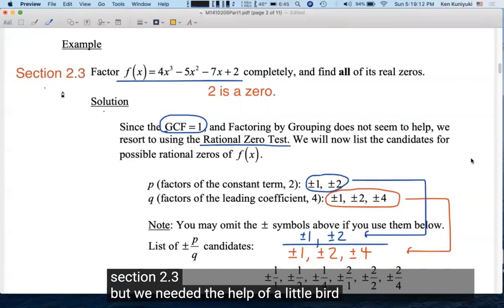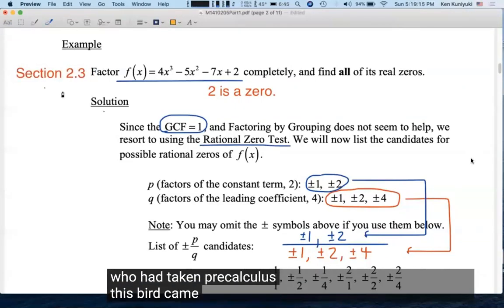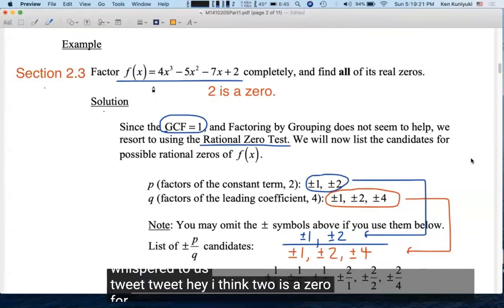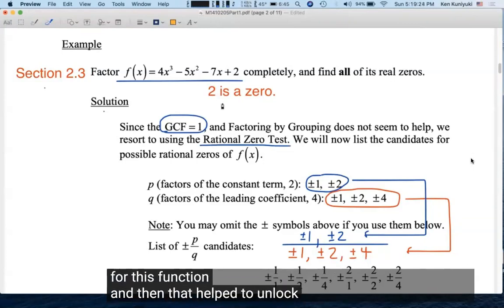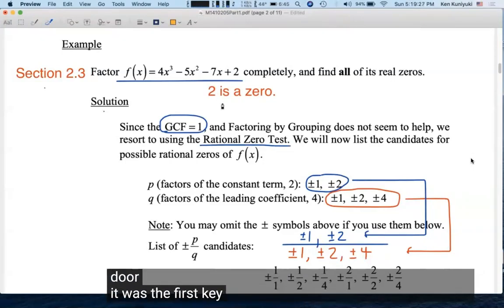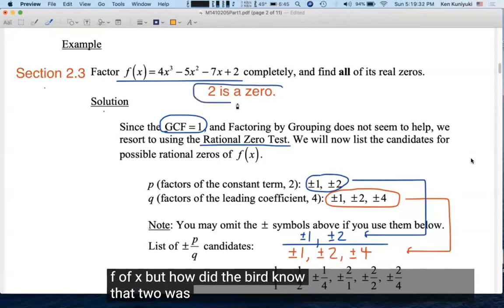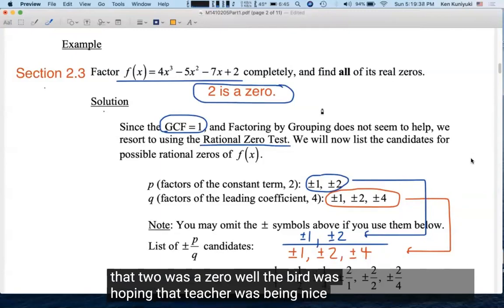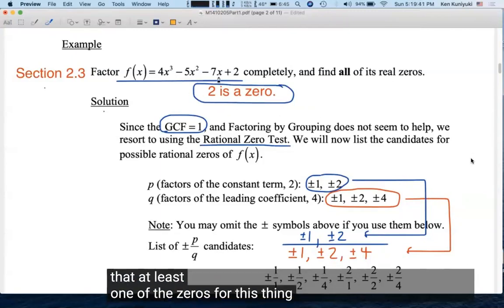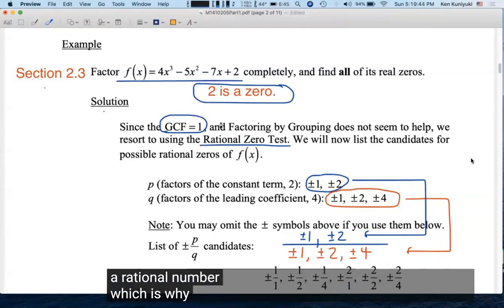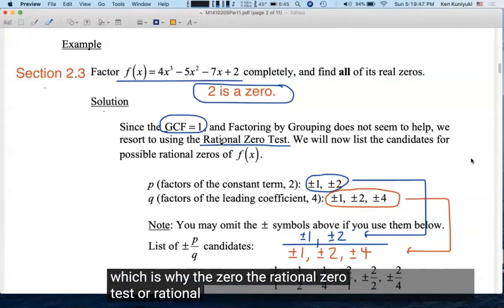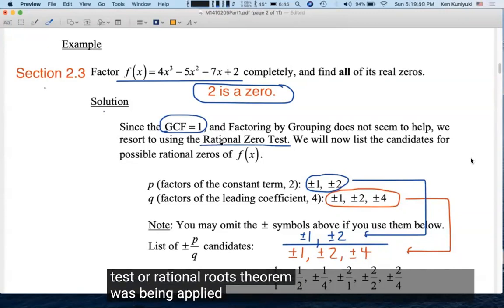But we needed the help of a little bird who had taken pre-calculus. This bird came into the room and whispered to us, tweet, tweet, hey, I think 2 is a 0 for this function. And then that helped to unlock the first door. It was the first key, and then we proceeded to factor f of x. But how did the bird know that 2 was a 0? Well, the bird was hoping that teacher was being nice and that at least one of the zeros for this thing would be a rational number, which is why the rational zero test or rational roots theorem was being applied. So you're hoping that teacher is nice and that at least one of the zeros here will be a rational number.